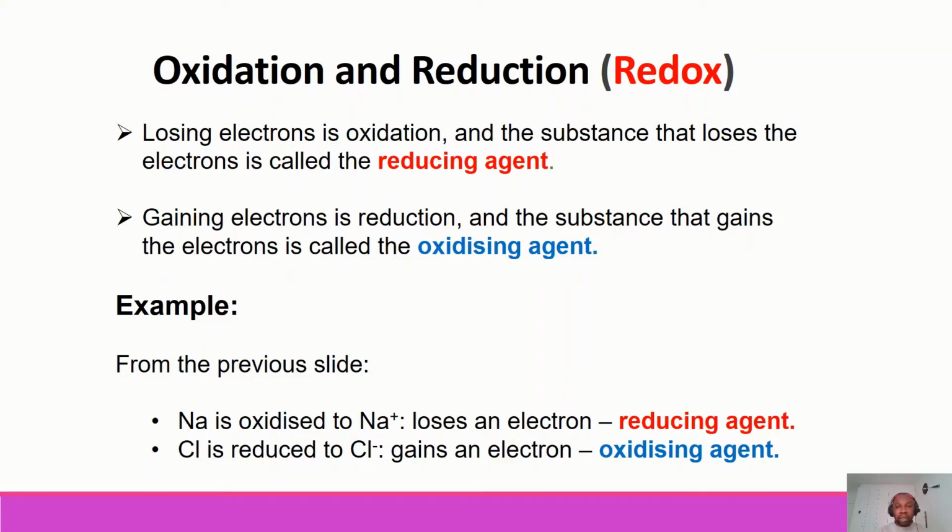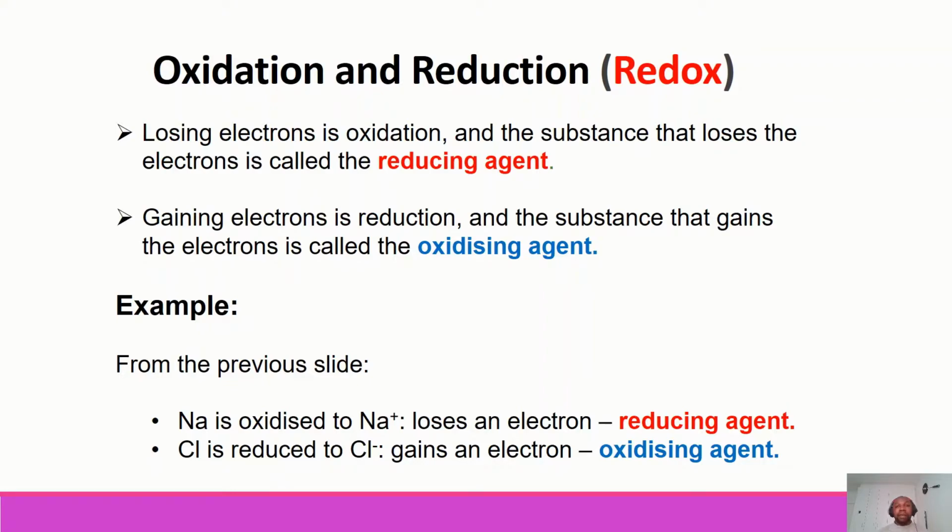So oxidation and reduction. When you bring the two of them together, we call them redox or redox reaction. So losing electron is oxidation, as we said in the previous slide, and the substance that loses electron is called reducing agent. Okay, so gaining electrons is reduction. And the substance that gains electron is called the oxidizing agent. So for example, from the previous slide, we see that sodium loses an electron. Therefore, sodium is a reducing agent. Again, we see chlorine gains an electron. Therefore, chlorine is an oxidizing agent.